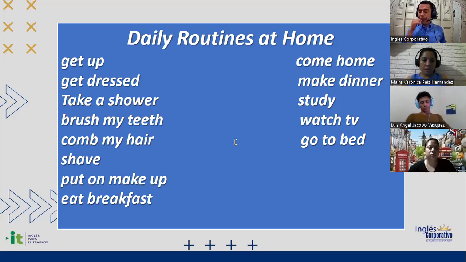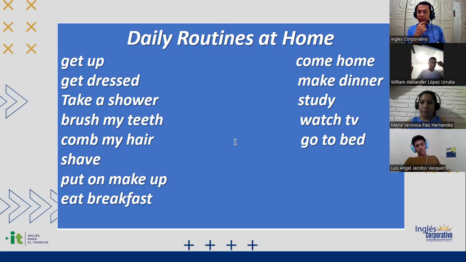One volunteer, un voluntario nada más. Just one, please. Me, teacher. William, right? First, William. Go ahead, William. Todas, teacher, o unas cuantas? Everything, except puro makeup. Puro makeup, no. Okay.